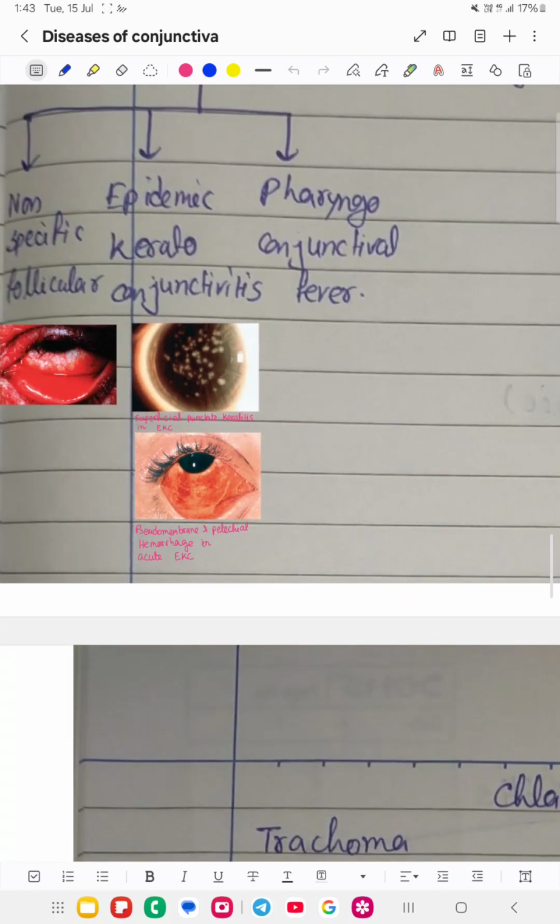Now I have attached the image. In follicular conjunctivitis, we can see red follicles in the conjunctiva. Now epidemic keratoconjunctivitis can again be of several types. It can be superficial punctate keratitis, or pseudomembrane and petechial hemorrhage may be present.